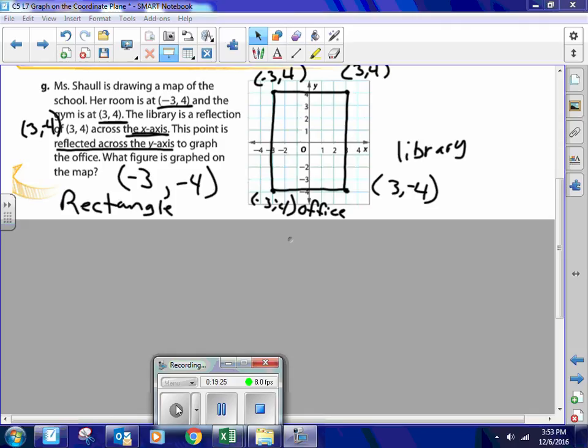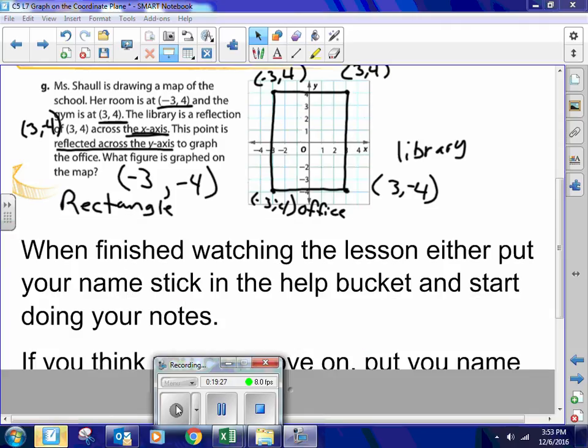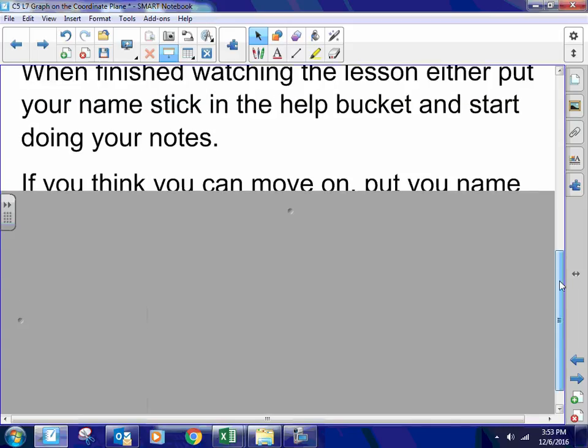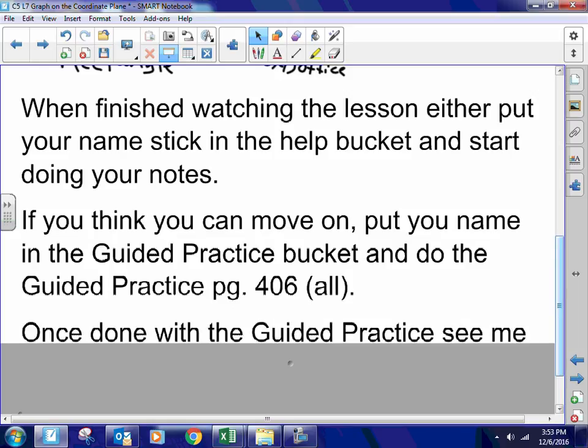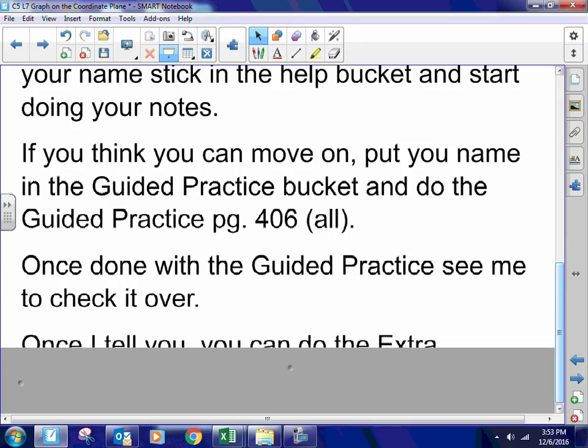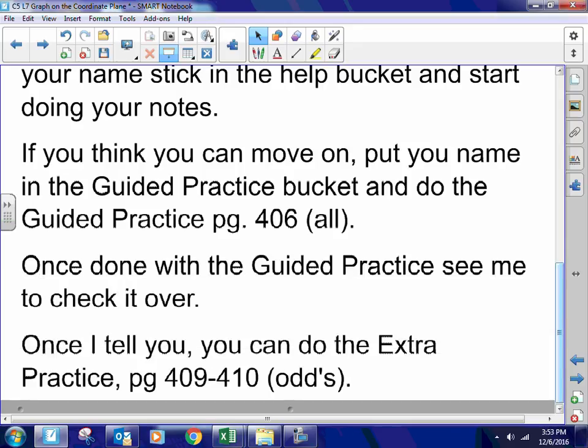All right, that's it. That's the end of the lesson and the end of the chapter, right? When finished watching the lesson, either put your name stick in the help bucket and start doing your notes, or if you think you can move on, put your name in the guided practice bucket and do the guided practice page 406 all. Once done with the guided practice, see me to check it over. Once I tell you, you can do the extra practice. It's page 409, 410, odds.